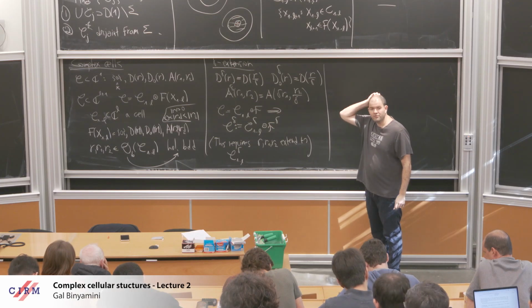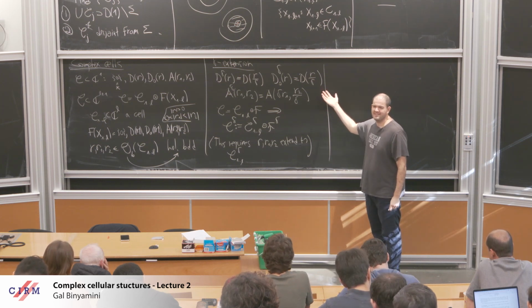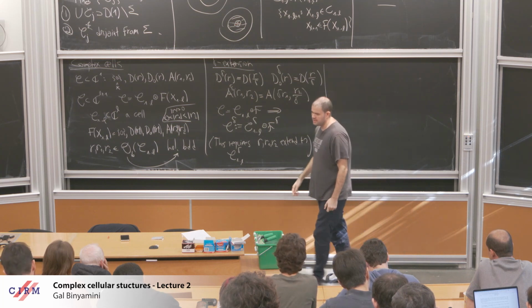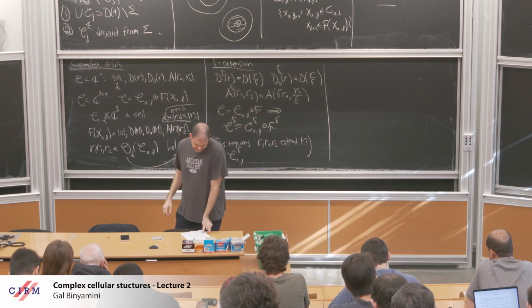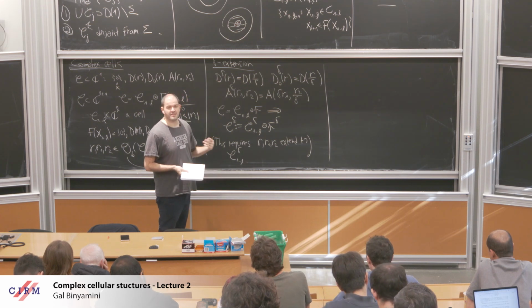Okay, is it clear so far? So this is kind of the main definition. This is the complex cells. And now I need, somewhat annoyingly, I need to define one other type of extension.